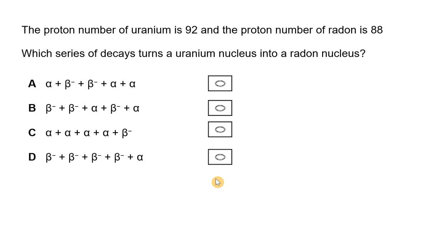Hello, here's another AQA A-level multi-choice question on the particles topic. If you want to try to answer this question yourself, pause the video now. If you got the answer right, well done.